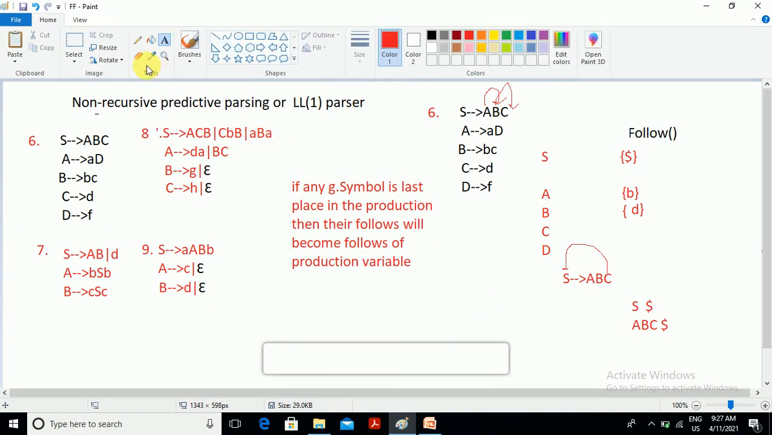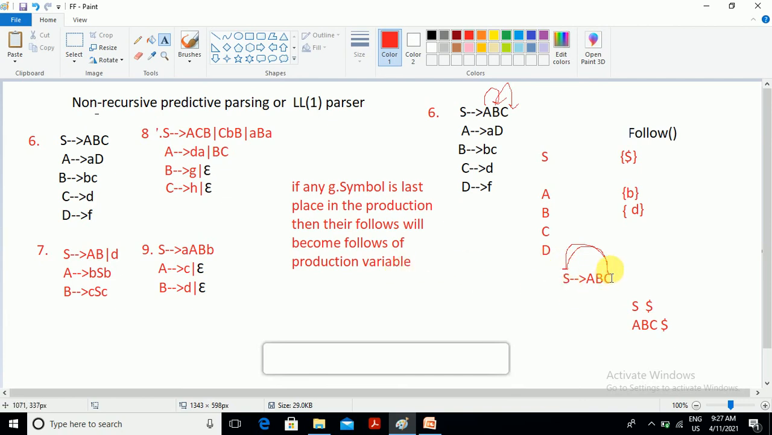See here, capital C, their follows will become the follows of S only. How do those follows become follows of S? Let us verify now. What is our point? If any grammar symbol is in the last position in the production, that is, we don't have any other character after capital C, if there is an empty space, then the follows of capital C will become the follows of the production variable. For this production, who becomes the follows of that production variable?